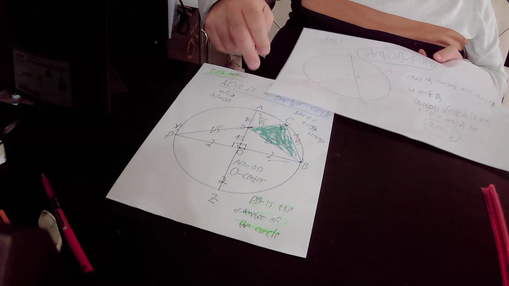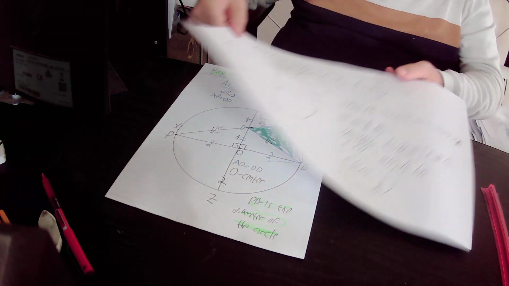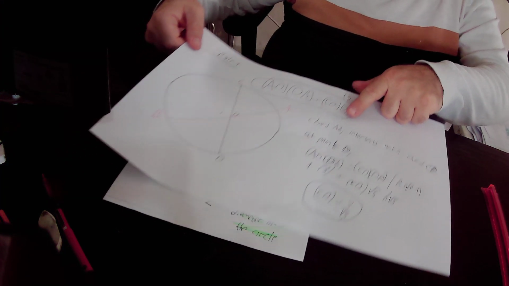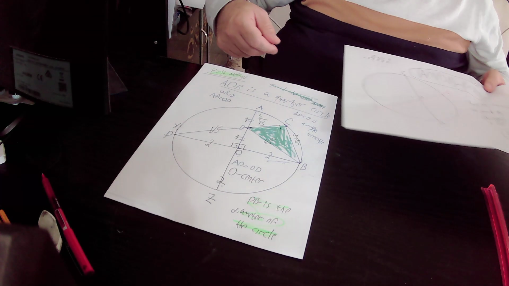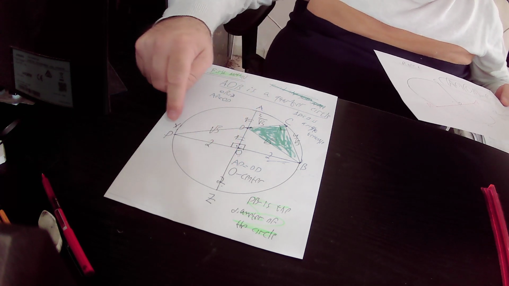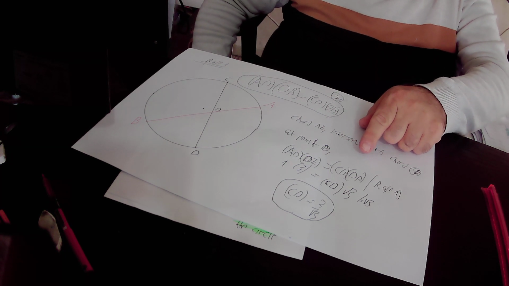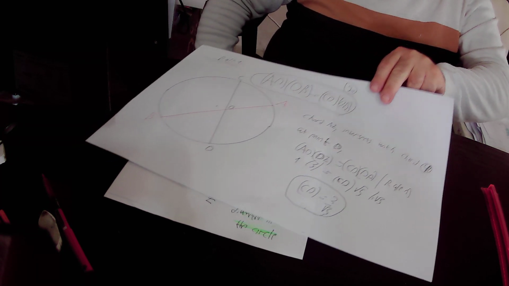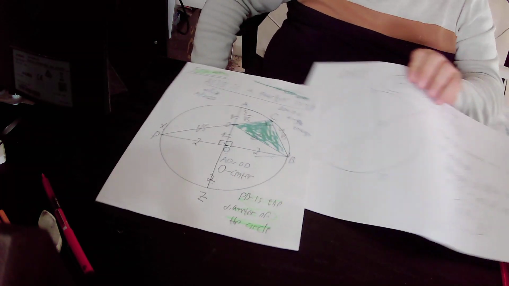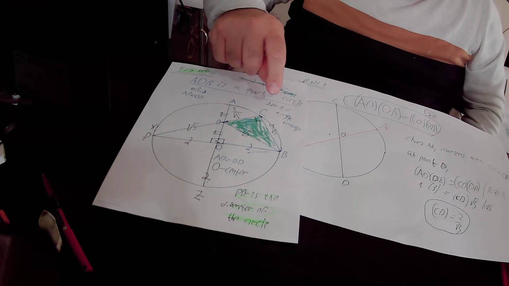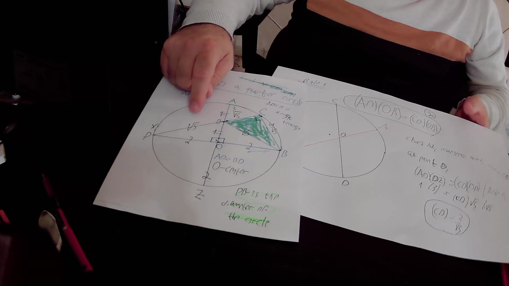Here we have chord AZ that intersects with chord CP at point D. Therefore, AD times DZ equals PD times DC, that is, AD times DZ equals CD times DP. AD is 1. DZ is 1 plus 2, which is 3. CD is the missing line segment. And DP is equal to square root of 5 units.